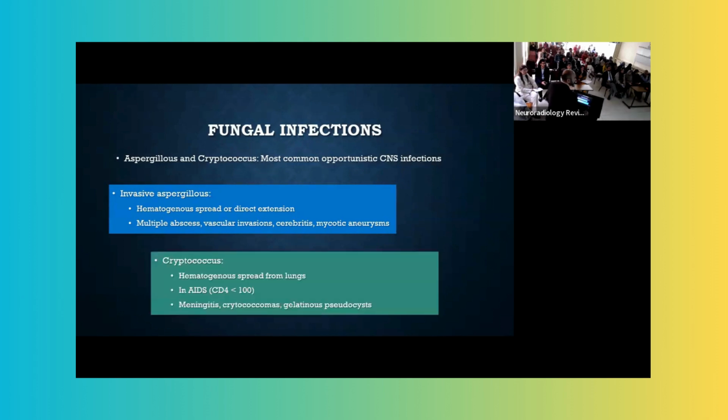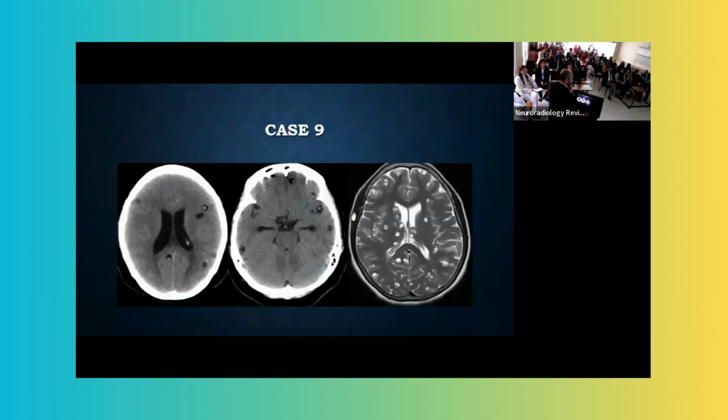rupture. So cryptococcus, we have mentioned already that it's in the immunocompromised setup, and these are the things which can cause meningitis and cryptococcomas, and also typically is coming from the lungs, hematogenous spread, okay?